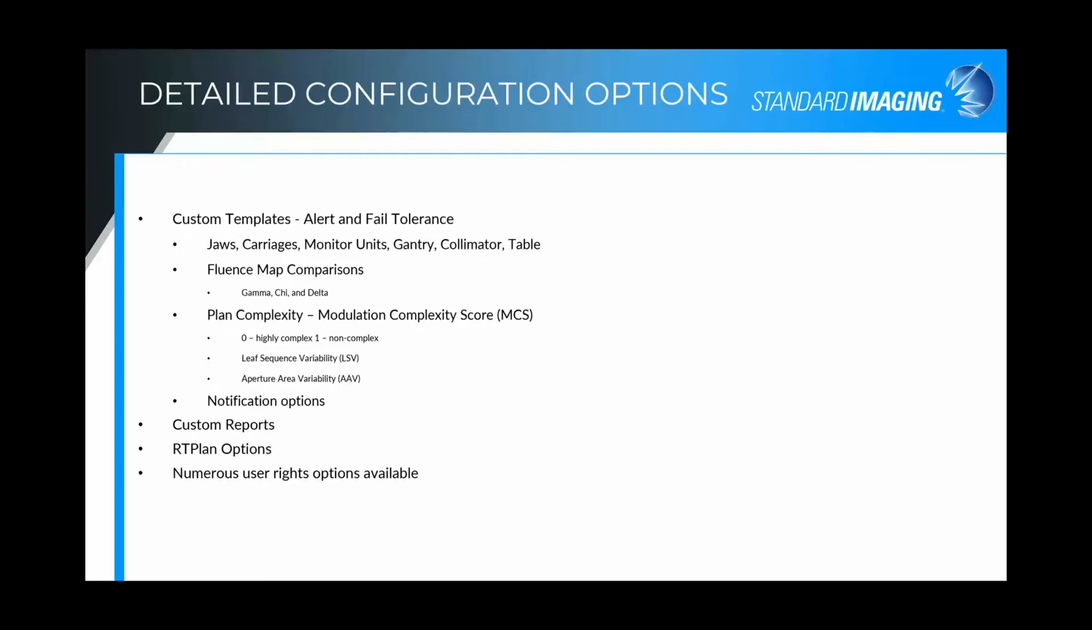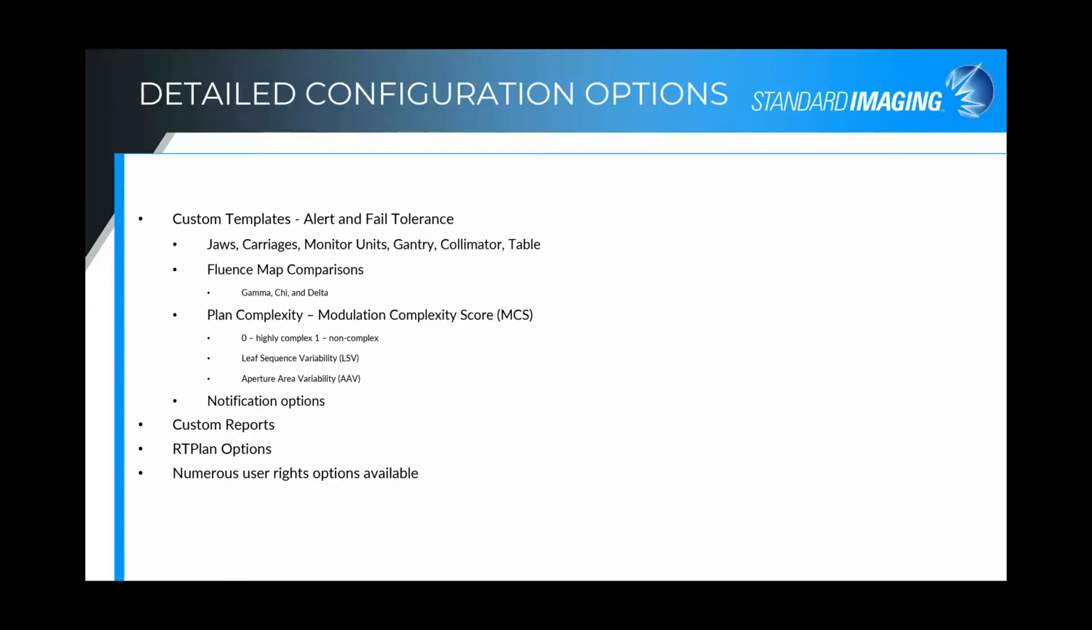And I just wanted to again point out that I've been hearing physicists discussing issues with use of gamma, particularly for plans that have high dose gradients. And so we do have chi and delta as an option if you are not a fan of gamma. Plan complexity is another great item to review. And if you haven't looked into plan complexity, I can send you some references. Just reach out.